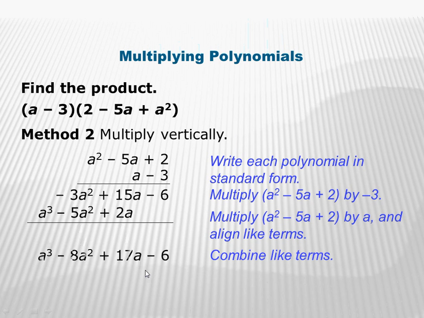So when I add them together, there aren't any other a cubed, so I bring that down. Negative 3a squared minus 5a squared is negative 8a squared. 15a plus 2a is 17a, and then I don't have any other constants, so I'm just going to bring down the negative 6. So I got the exact same answer, but I've tried it in a different method.